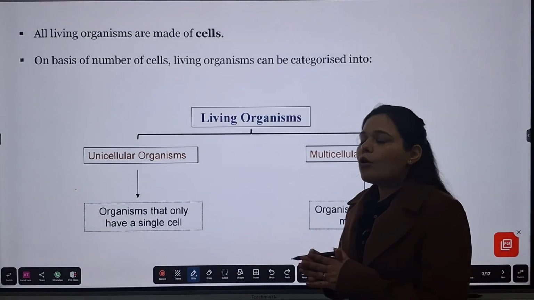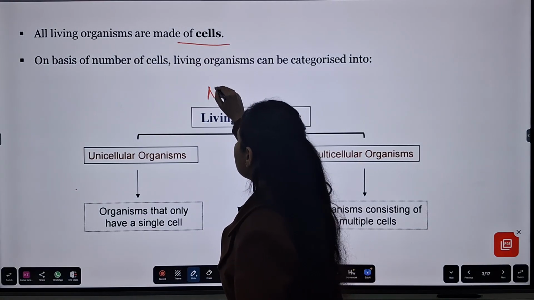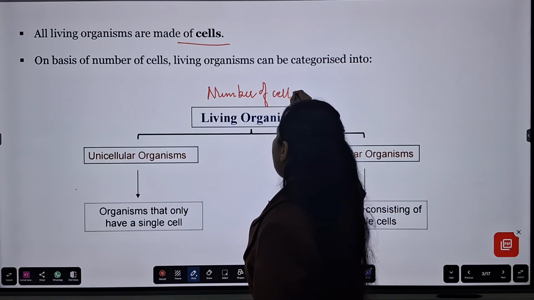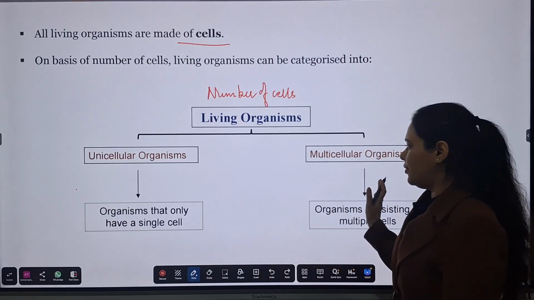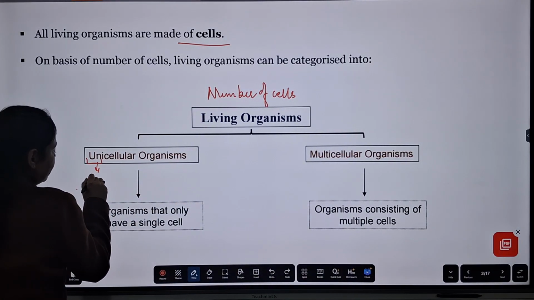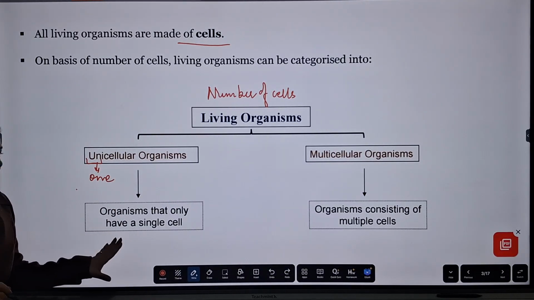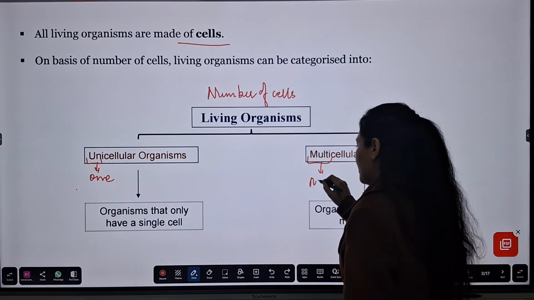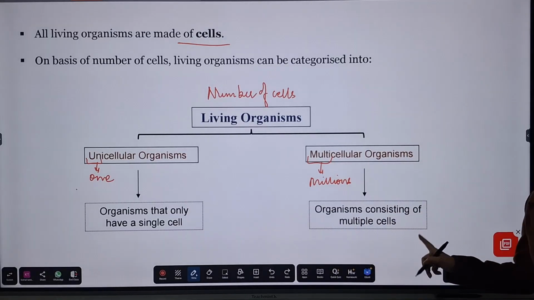As we all know, all living organisms are made up of cells, and on the basis of number of cells, we can categorize living organisms into unicellular and multicellular. As the term suggests, uni means one. Organisms that are made up of only one cell are called unicellular organisms, and organisms that are made up of multiple cells or millions of cells are called multicellular organisms.